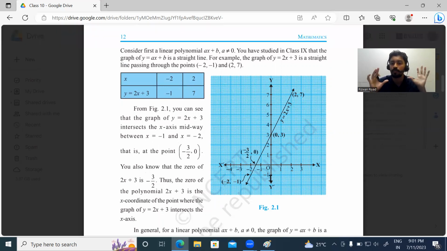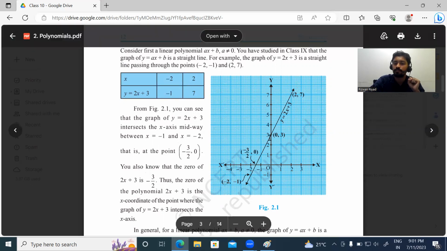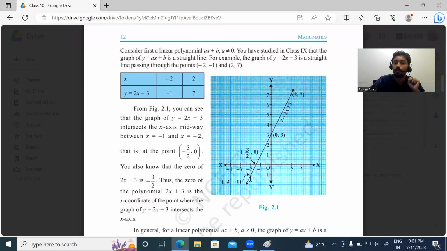Okay, for a graph we need the x-axis and y-axis. I already told you that for polynomials we can draw graphs. This is the graph of a linear polynomial. It looks like this. It's a straight line.